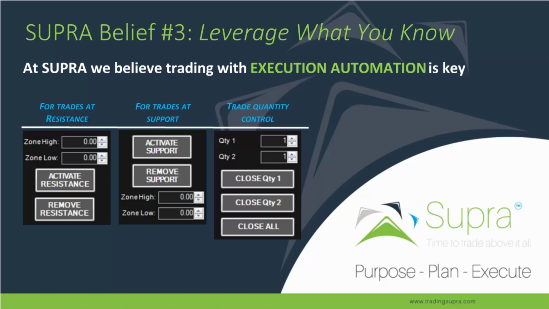And the difference between quantity 1 and quantity 2 is simply the profit objective used. That's it. All entry criteria, everything else is identical. It's simply, in a nutshell, a smaller target and a larger target. And then below that, you have the ability to individually close or close all of your position at any time, simply clicking one of those buttons. And then the same for trading at support.